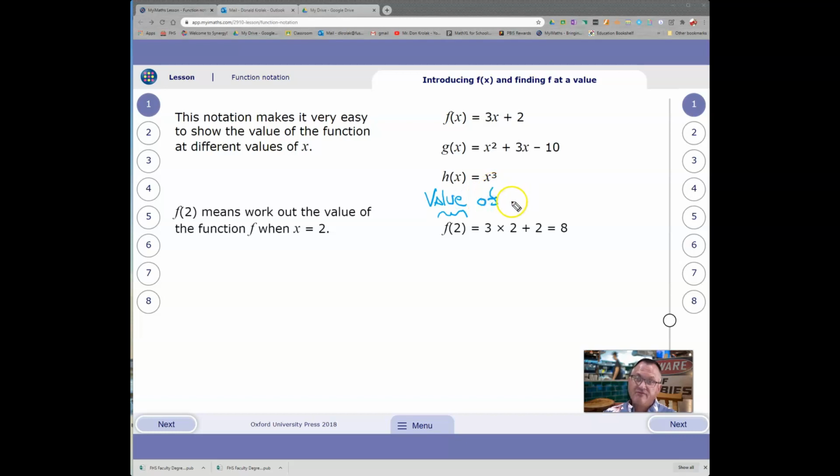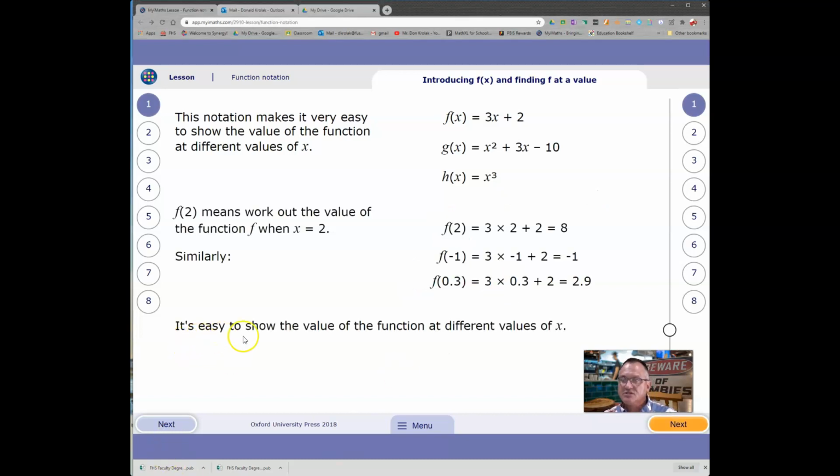Okay, it's the y value when x is 2, or it's the value of the function. This does not mean f times 2. Okay, that is not even, because sometimes in algebra we write a letter next to a number and it means multiply. Not in the case of function notation.